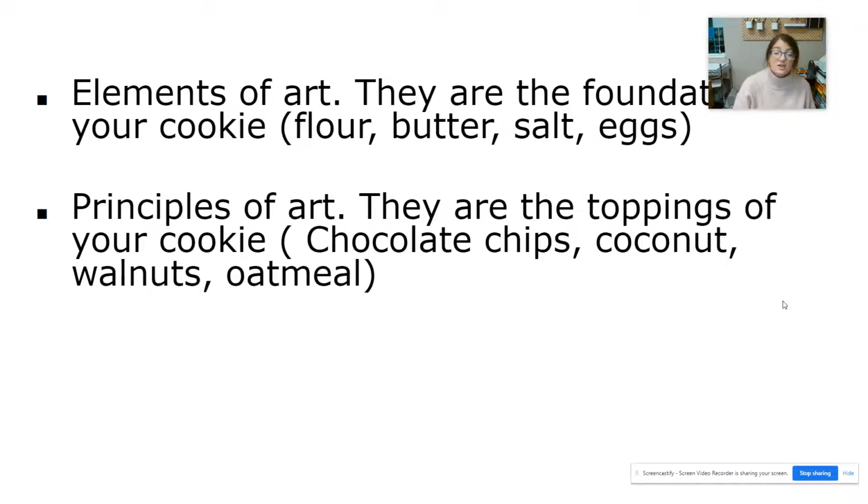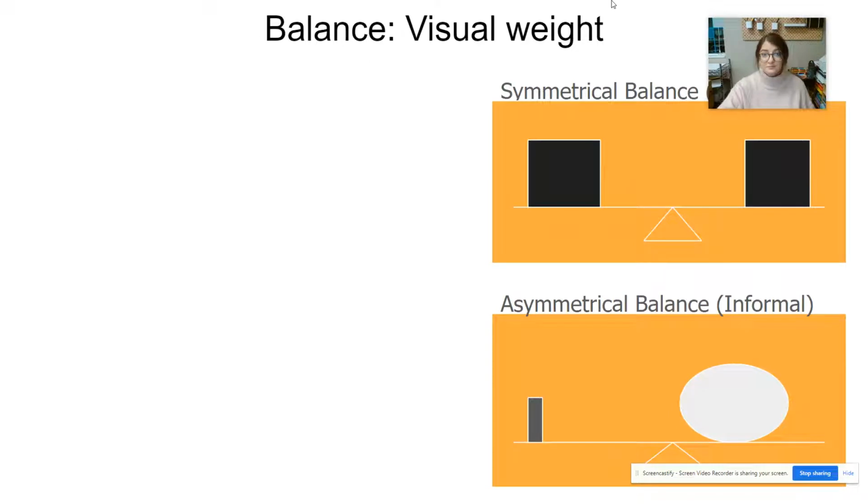And then the principles of art, they are like your toppings. They are your chocolate chips. They're your coconut. They're your walnuts. They're your oatmeal, okay? These are all the things that really make it more exciting and delicious. So elements are your foundation, and principles are really those exciting toppings for your cookies.